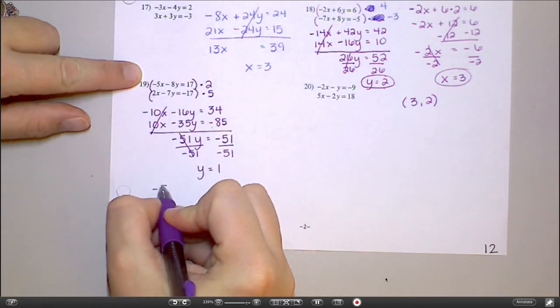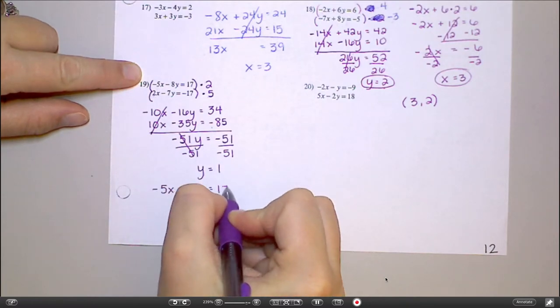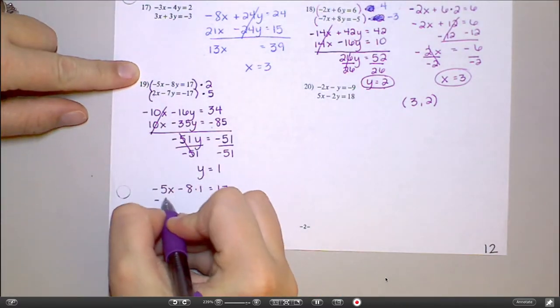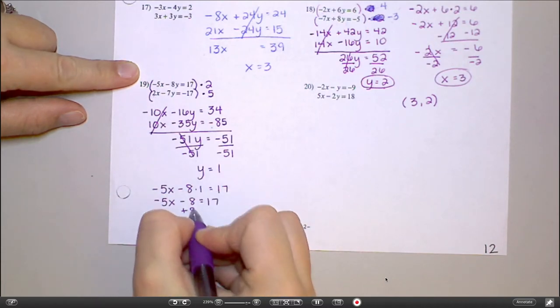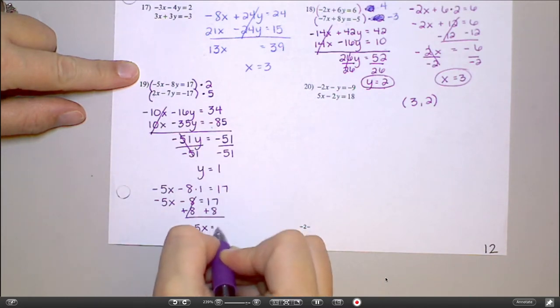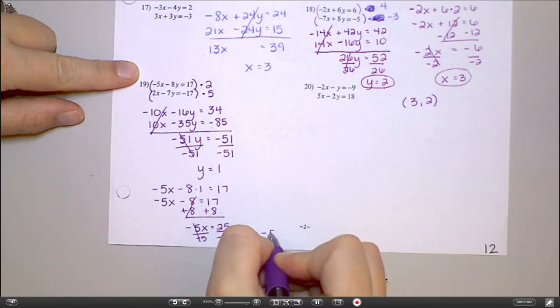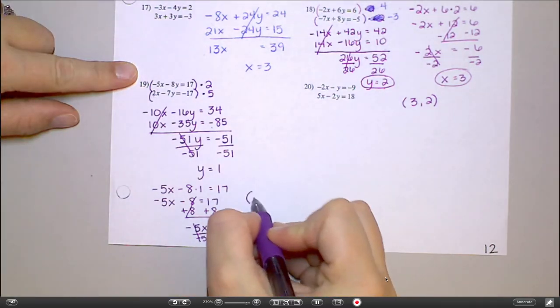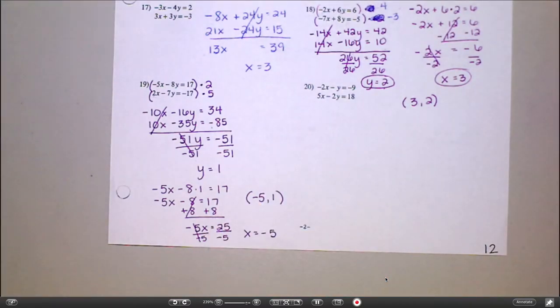So I'm going to have negative 5x minus 8 times 1, which is just 8, equals 17. Let's rewrite it as. Add 8. Negative 5x equals 25. Divide. X equals negative 5. So final coordinate would be negative 5, comma 1. Good? Pick one more.